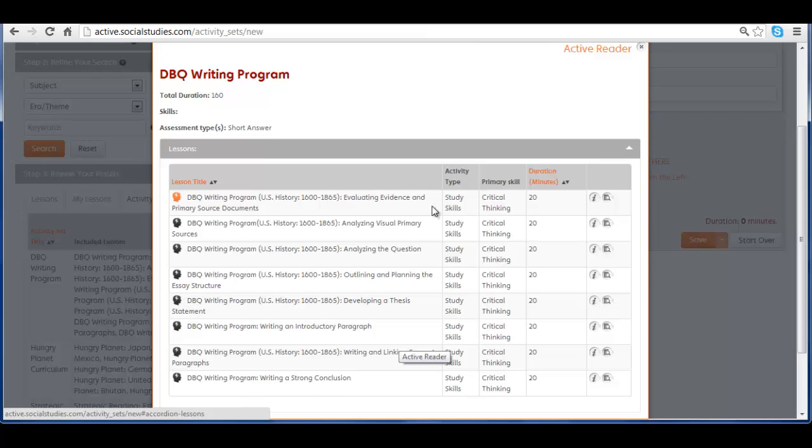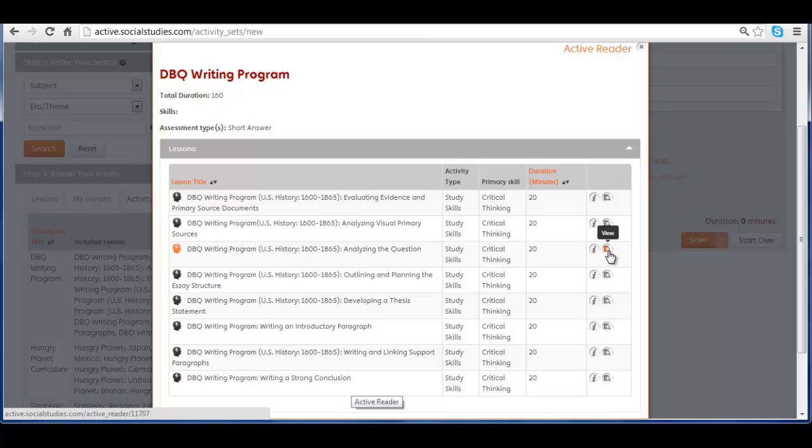You can see that the activities consist of basic things like evaluating evidence and primary sources, analyzing visual primary sources in particular, but then gets into specific tasks for DBQ questions like analyzing the question, outlining and planning the essay structure, developing a thesis, writing the basic introductory paragraphs and the supporting paragraphs, as well as a strong conclusion.